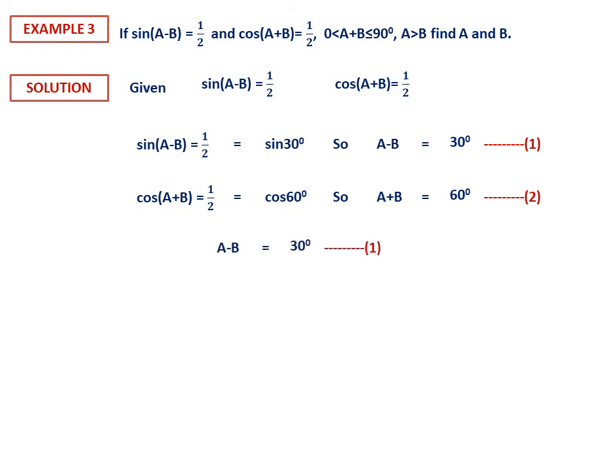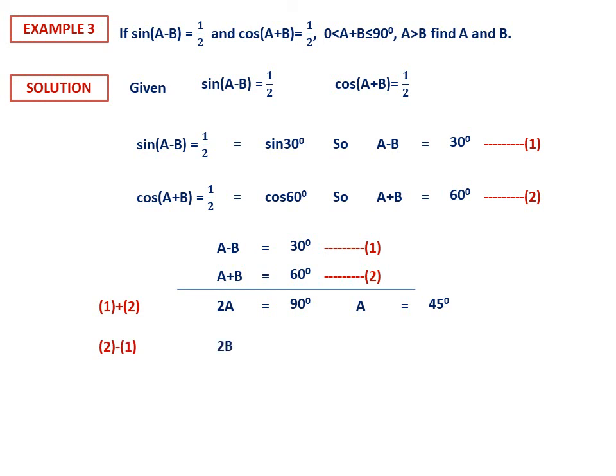Therefore, now what you have to do is take the equations A minus B equal to 30 degree, A plus B equal to 60 degree, and solve them. So how to solve? First add them, 1 plus 2, B cancels. 2A will be equal to 90, A equal to 45 degree. Now of course you can use equation 2 and find B, or you can also do 2 minus 1. When you subtract, you get 2B will be equal to 30, therefore B equal to 15 degree. Thus the first angle A is 45 degree, second angle B is 15.